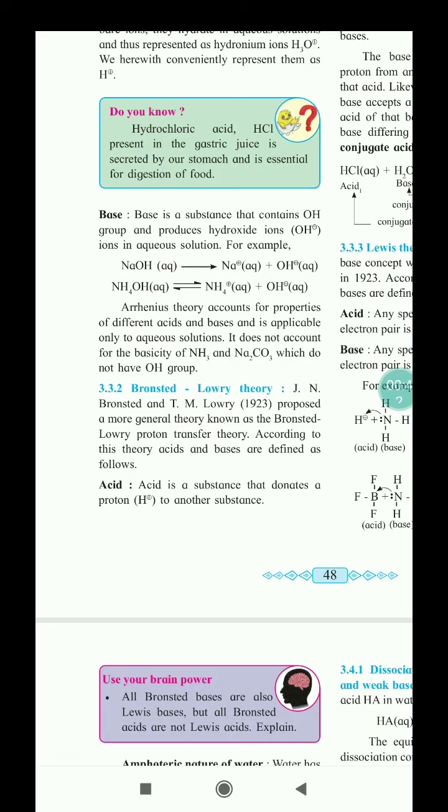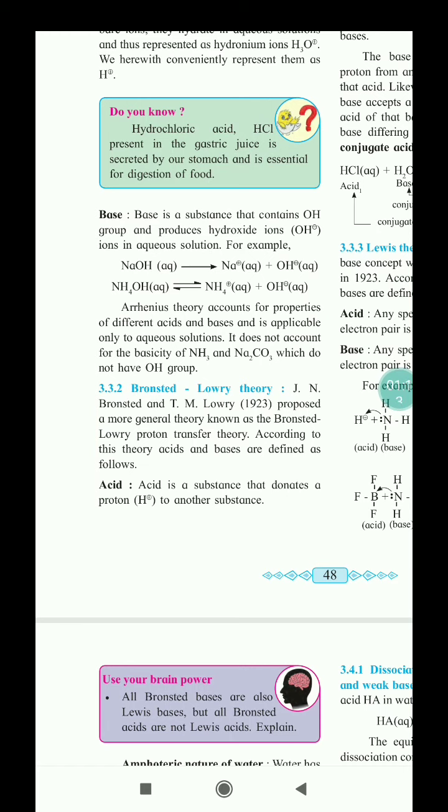According to Arrhenius, acids and bases mean producing H positive and OH negative ions respectively in the aqueous state. The main advantage is that it is applicable in the aqueous state, and this is also the drawback of this theory, that is, it is applicable only in the aqueous state, not in the non-aqueous state. So, a more generalized theory of acid and base is the Bronsted-Lowry theory.